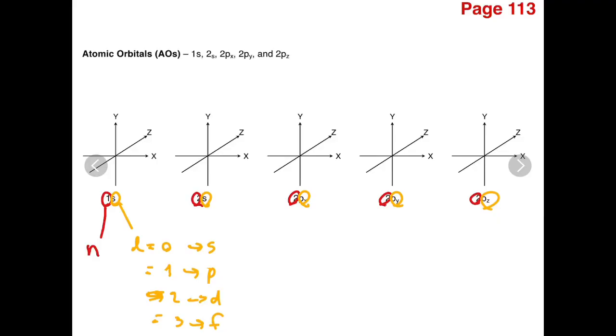The number n is the number of main energy shells that we would see in the Bohr model. For example, with the nucleus, n equals 1 represents the energy shell closest to the nucleus, then n equals 2 and so on. That's what the n tells us.